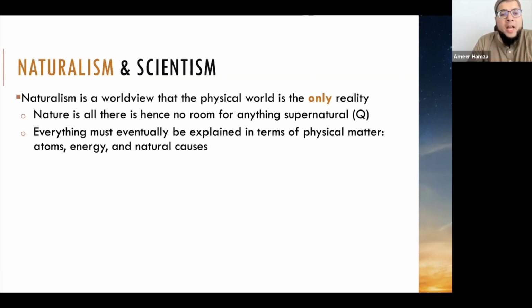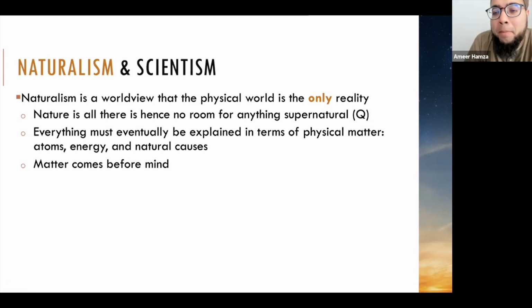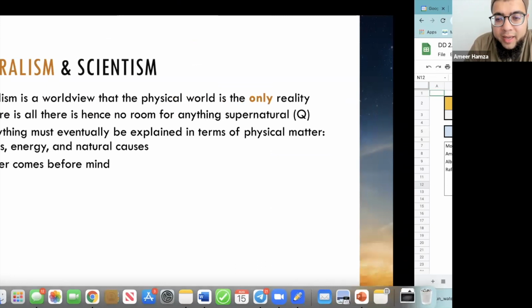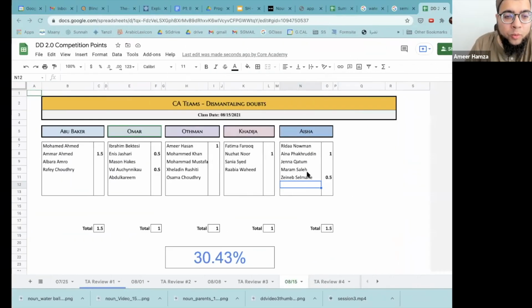Team Omar, help me out with this next question. I'm going to put up a phrase. You guys decipher this for me. On naturalism, they say matter comes before mind. What do they mean by that? One more time. Matter comes before mind. Team Omar, 5 and 4. Mason, help us out. What do they mean by that?